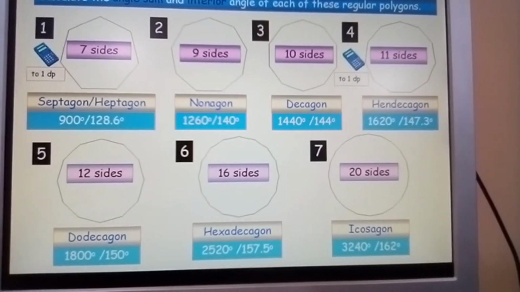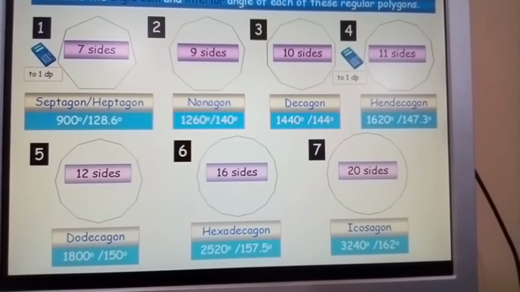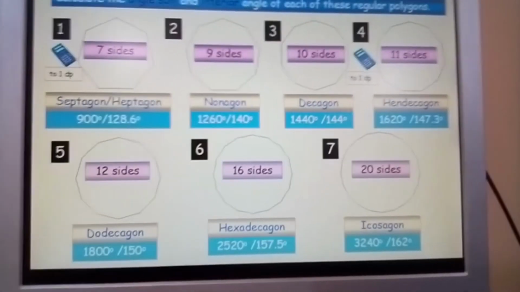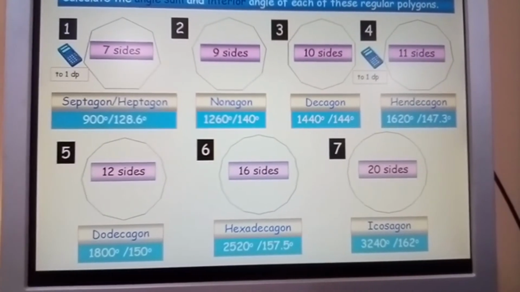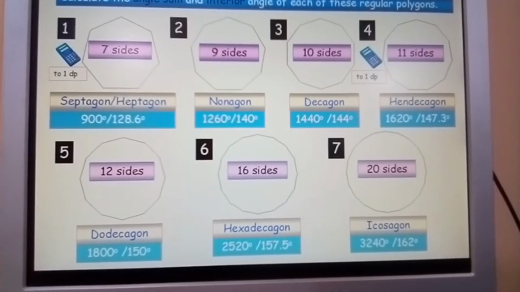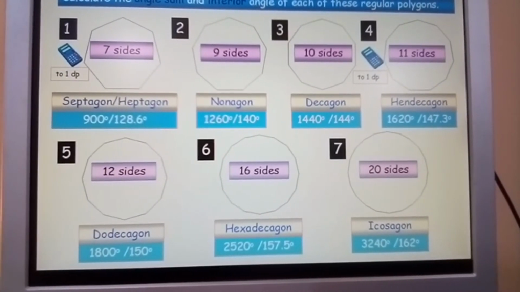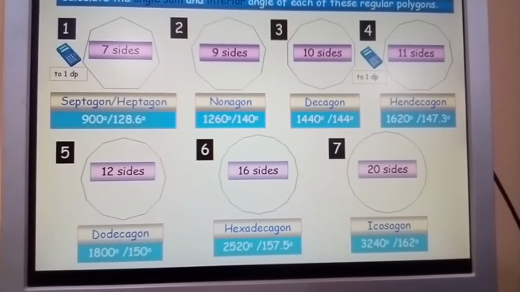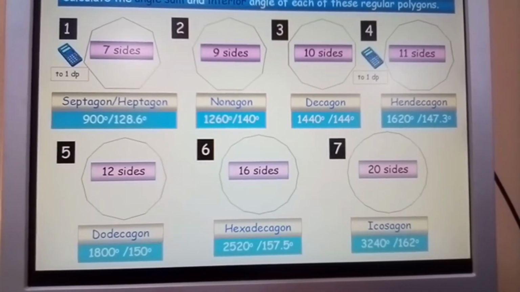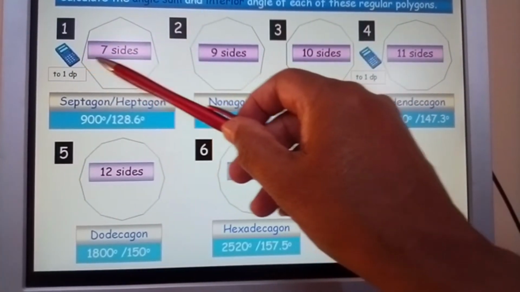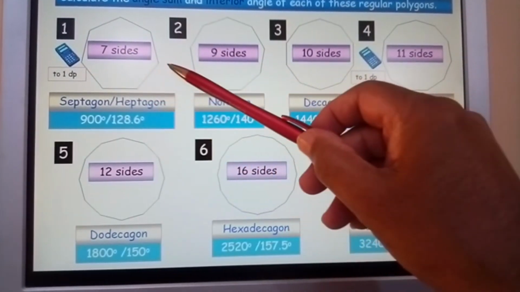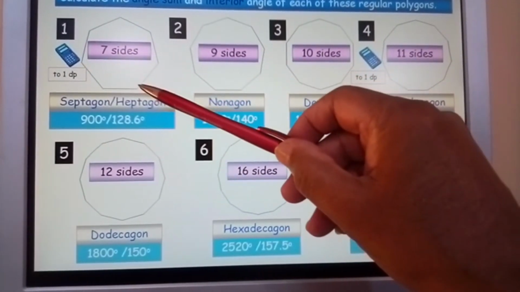Now, what happened here? What has happened here? So make sure that you understand the concept of this. Okay, so let me see. We know it's 900 degrees. So if we take n, that'll give us one triangle, two triangles, three triangles. That'll give us four triangles.